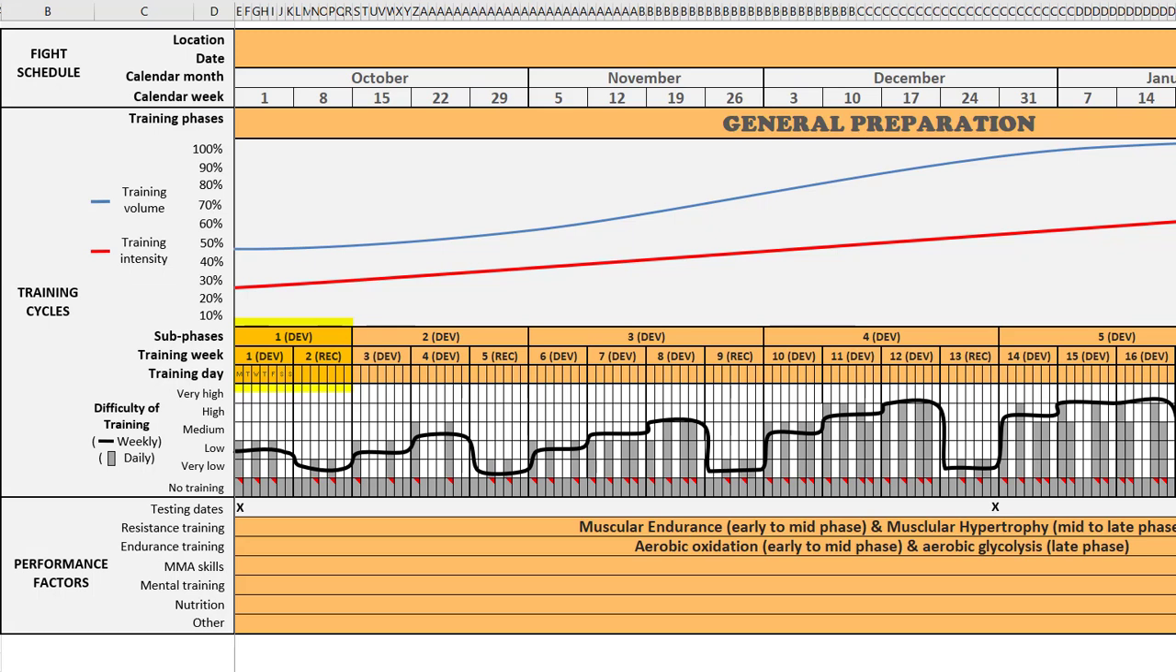Okay, so subphase 1 is a developmental subphase and it features a 1-to-1 loading plan. So in this example, this fighter is incorporating resistance and endurance sessions in week 1.